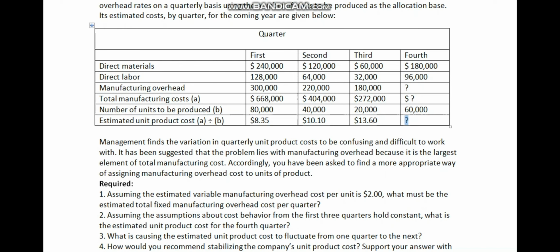Now we can't calculate it unless we have the total manufacturing cost, and we can't calculate our total manufacturing cost unless we have the manufacturing overhead. Now we need some data from the previous requirement. We're going to use this variable cost amount, and the fixed manufacturing overhead we have calculated in requirement number 1. We're going to use these values to calculate our manufacturing overhead.